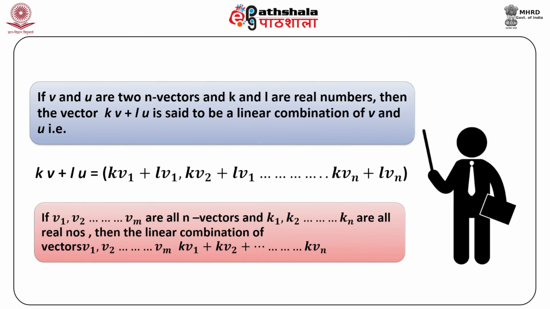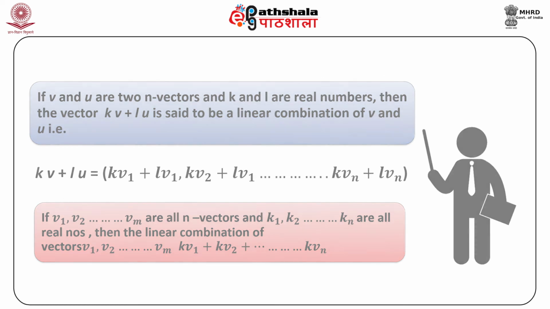Linear combination of vectors. If v and u are two n-vectors and k and l are real numbers, then the vector kv plus lu is said to be a linear combination of v and u. That is, kv plus lu is equal to (kv1 plus lu1, kv2 plus lu2, right up to kvn plus lun). More generally, if v1, v2 right up till vm are all n-vectors and k1, k2 right up to km are all real numbers, then the linear combination of vectors v1, v2 to vm is given by k1v1 plus k2v2 right up to kmvm.